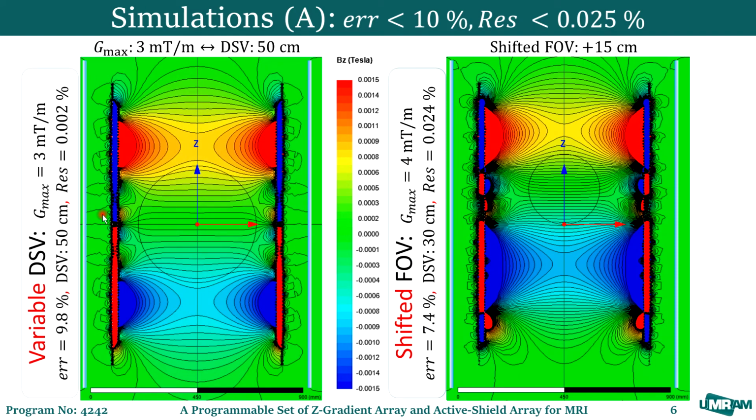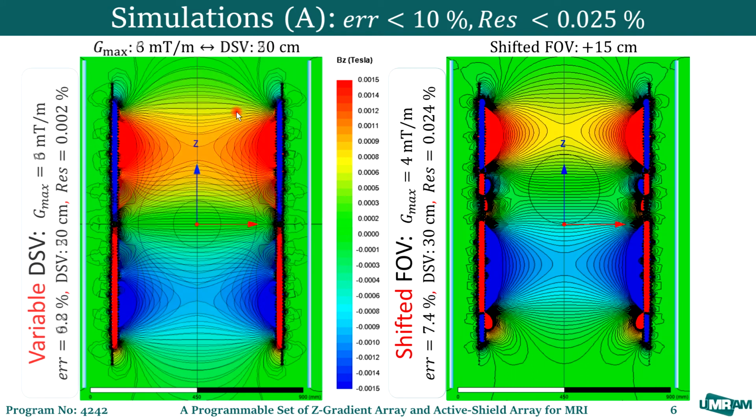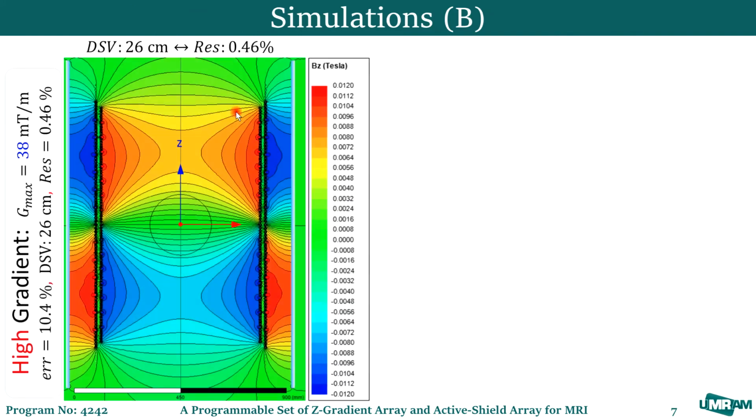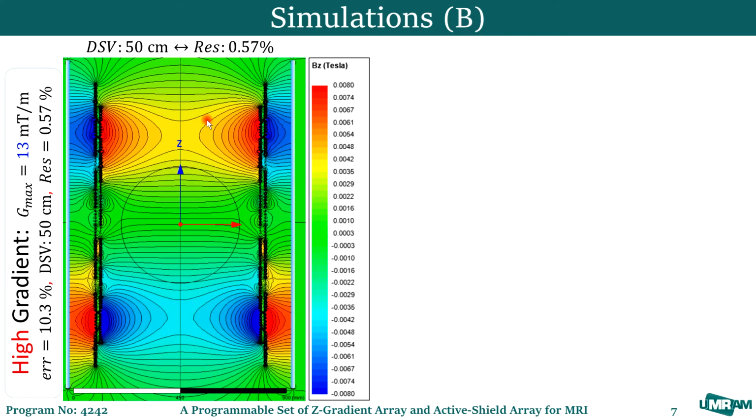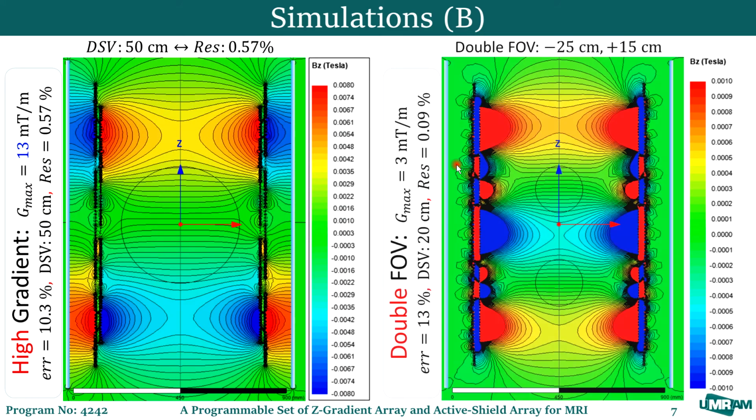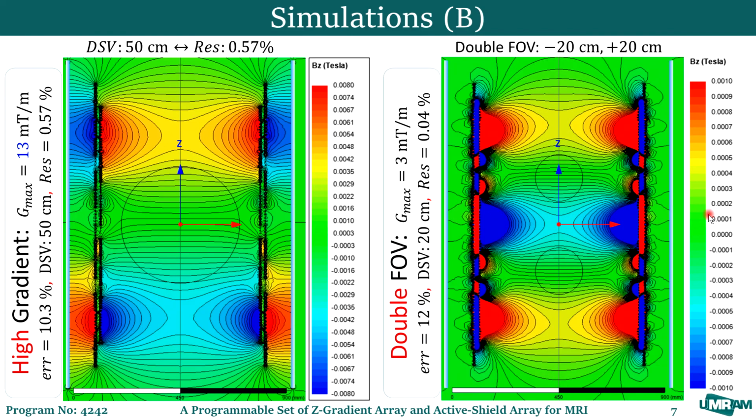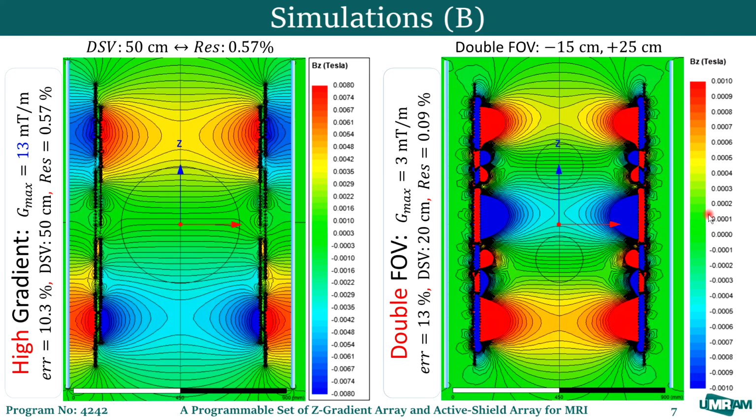Also, we can have a trade-off between the maximum field strength and the DSV size, as you can see here. And also, we can reduce the shield effectiveness and increase the gradient strength to very high values, as you can see here, in different DSV sizes. Also, we can define double-fold regions, and also we can shift the region along the Z-axis. So all parameters are shown in the picture.